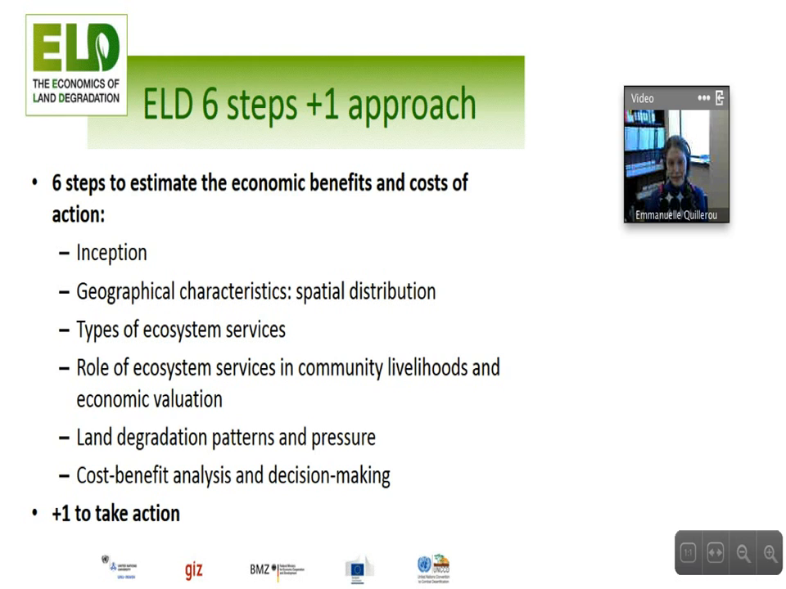The third step is an identification of the types of ecosystem services. You don't have to identify or estimate the value for all ecosystem services, but you have to be able to identify the most relevant ones so that you can include them in the assessment. Ecosystem services are relevant either because they've got a widespread distribution or because they've got a high magnitude of benefits. These are two aspects you can use to decide whether the ecosystem services should be included in your analysis or not.